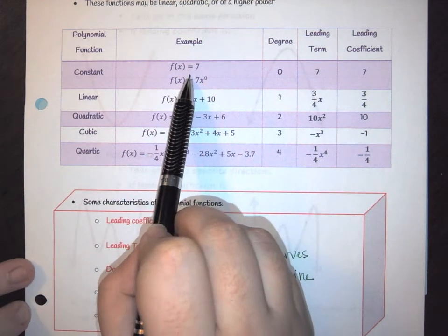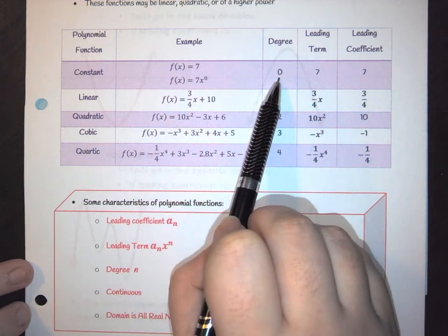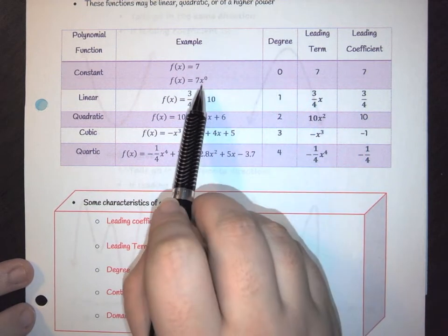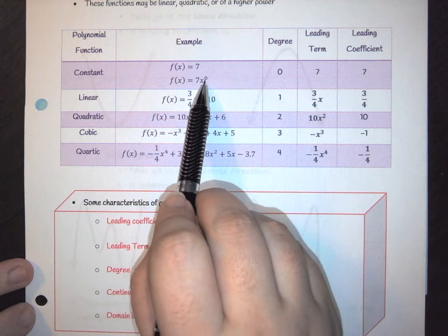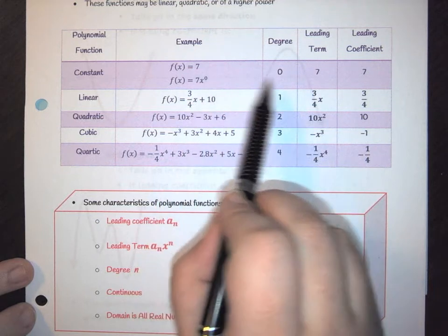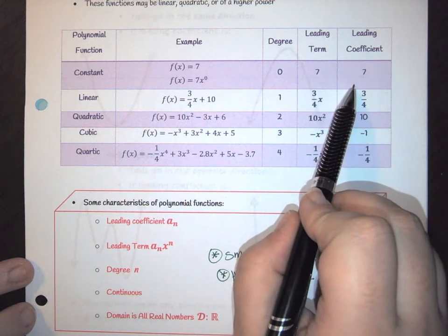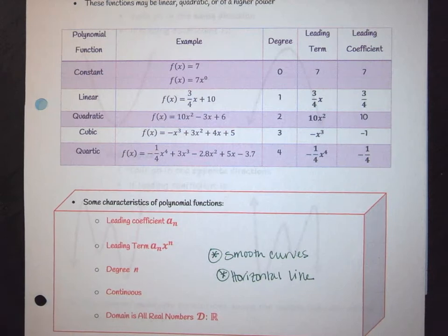A constant function has a degree of 0 because there's no x term, or as you can see with this one, my degree is 0. Therefore, the leading term and the leading coefficient are both the same value. And that would be 7.